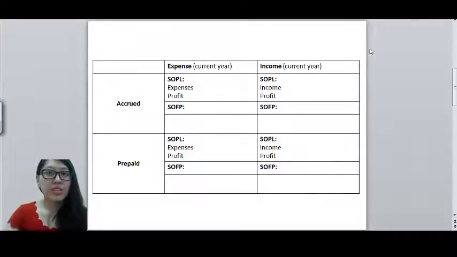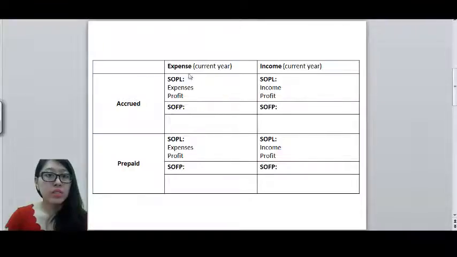Okay, now let's take a look at this chart. Here I've listed out a comparison between the accrued expense, accrued income, with a prepaid expense and a prepaid income. The treatment is going to be different for both because they're individually going to affect the statement of profit or loss and the financial position. So let's begin with accrued expense.